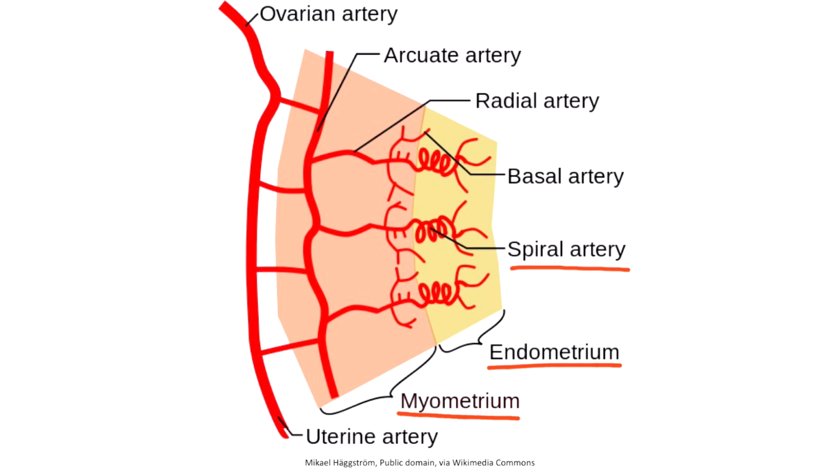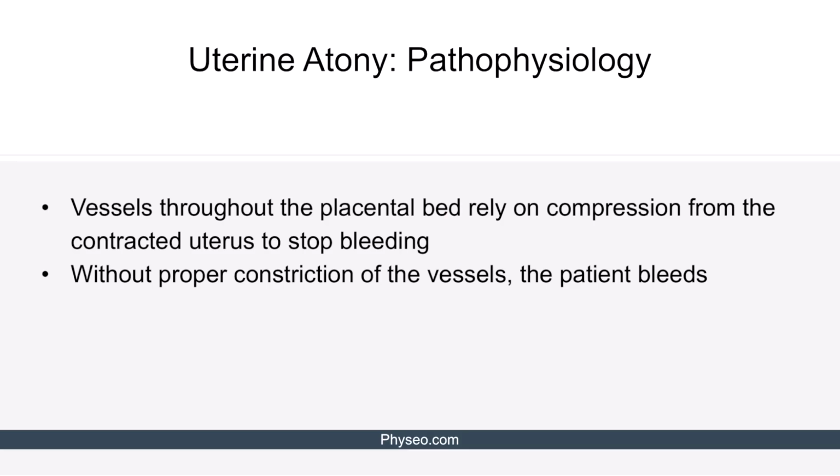These arteries are unique in that they don't have a muscle layer. This means that when they're bleeding, such as occurs after the placenta separates from the uterine wall, they can't contract down to achieve hemostasis. Instead, they rely on compression from the contracted myometrium to stop their bleeding. In patients with uterine atony, the muscle layer of the uterus is relaxed, and this mechanism is impaired, leading to bleeding. Put in words, the vessels throughout the placental bed rely on compression from the contracted uterus to stop bleeding. If there is inadequate constriction of these vessels, the patient bleeds.